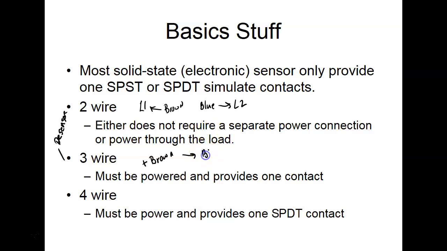Blue is going to connect to the minus on your DC power supply, and then black is going to be the signal. The black is going to be a normally open, to simulate a normally open contact.